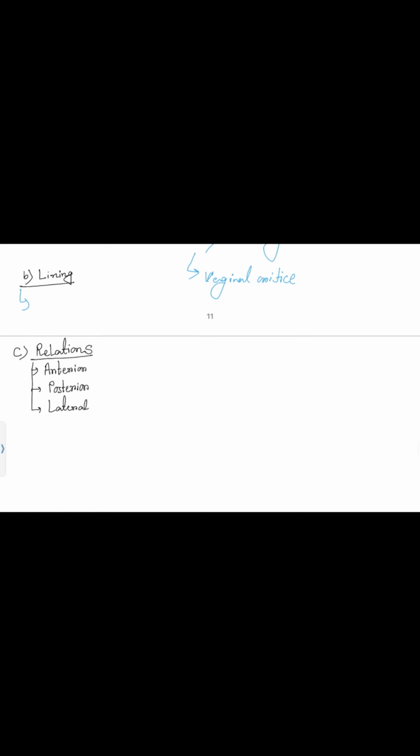Now coming to the lining of the vagina, just remember the vagina is lined by non-keratinized stratified squamous epithelium. Just remember, non-keratinized stratified squamous epithelium.